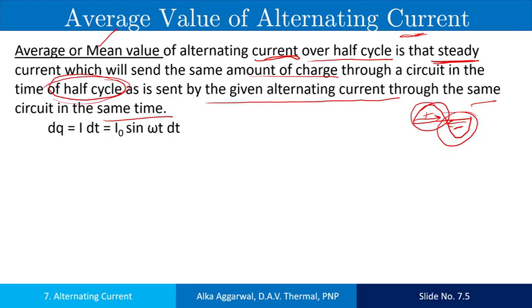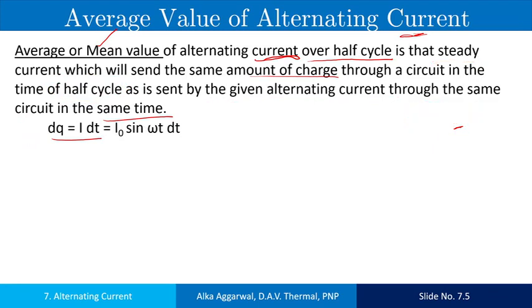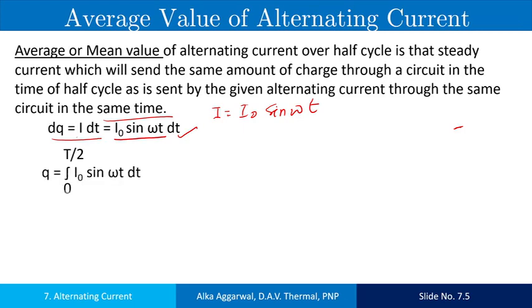As you know, current is the rate of flow of charge. I is equal to dq upon dt. It means dq is equal to I into dt. Now you know very well that I is equal to I naught sin omega t. So dq is equal to I naught sin omega t into dt.